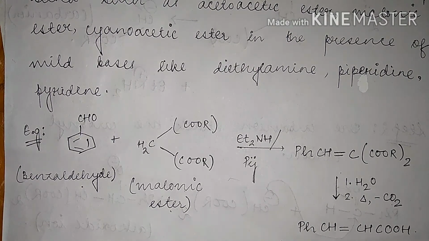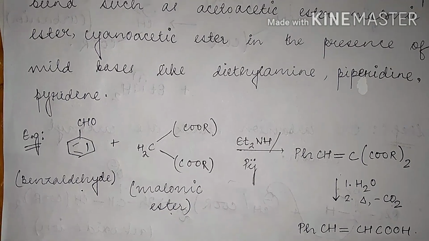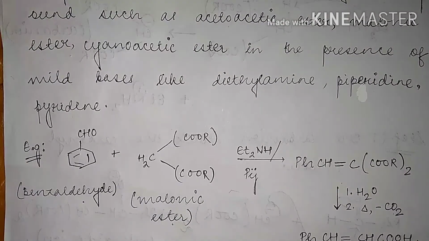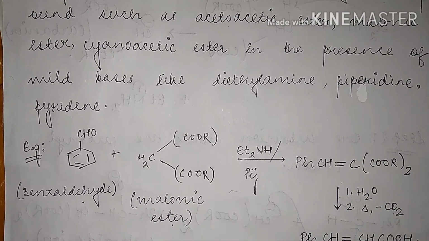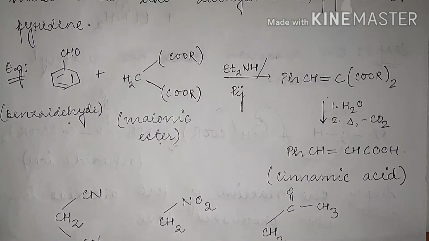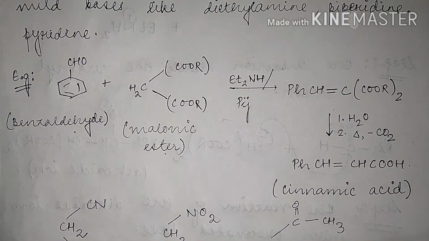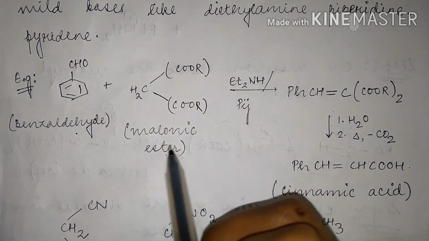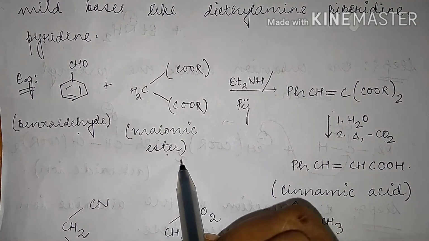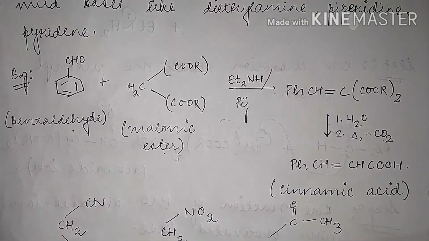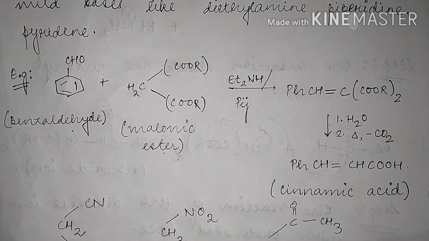Another point to be noted is that in Knoevenagel condensation, the active methylene compound should not be used in excess. The reason is that it will not undergo Knoevenagel condensation then, but rather Michael addition, whenever a huge amount of the active methylene compound is used.